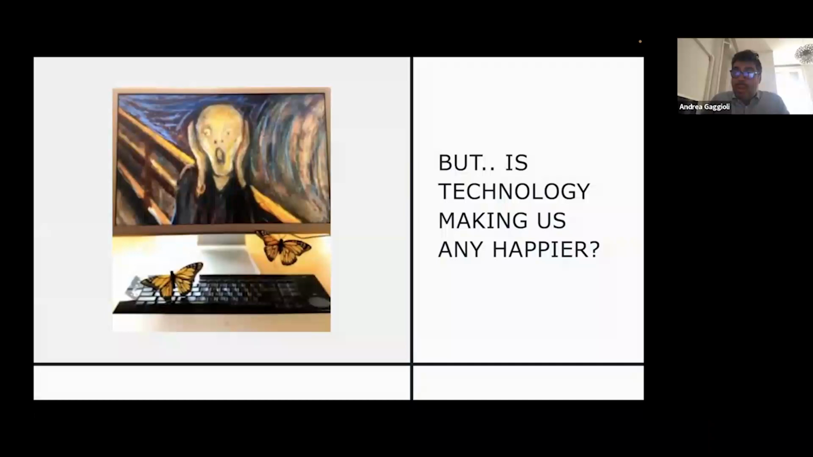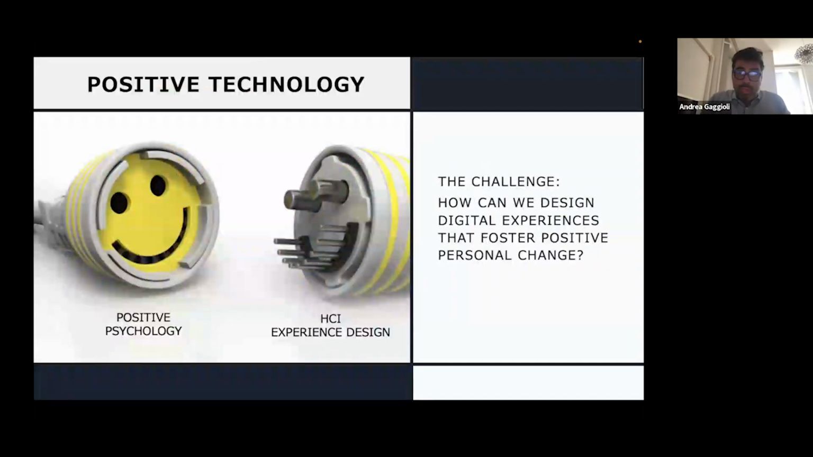But on the other hand, it's quite surprising that most psychological studies nowadays examining the effects of technology on well-being have primarily concentrated on the potential negative consequences of technology. For example, cyber addiction, techno stress, privacy concerns, and so on. In contrast, in my opinion, less emphasis has been placed on exploring how digital tools can be used to enhance well-being and promote positive change.